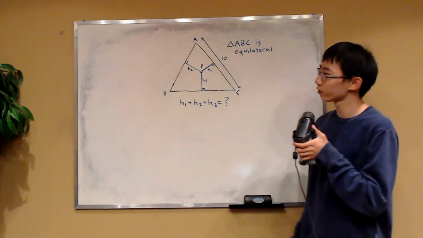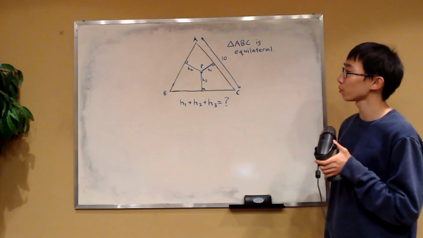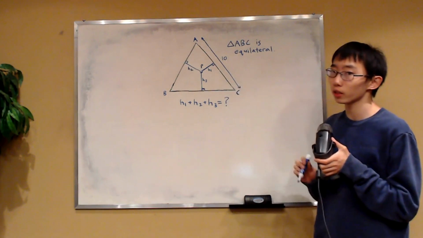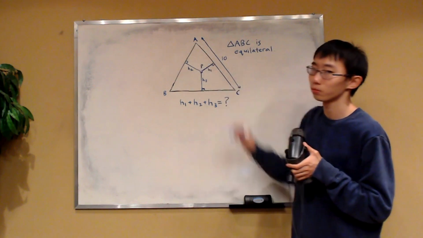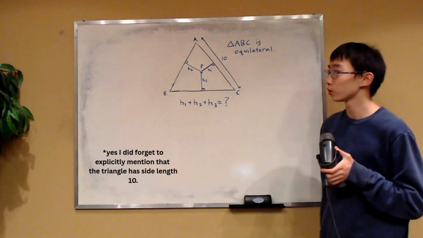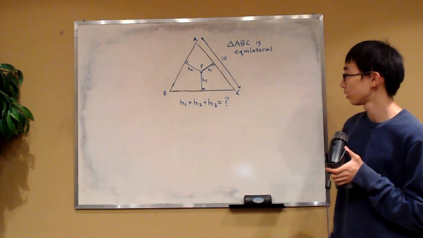Over here, we have triangle ABC, which is equilateral, and suppose that within the interior of the triangle, we choose a point P and connect a perpendicular from P to each side of the triangle, called the lengths H1, H2, and H3. Now, I want you to find the value of H1 plus H2 plus H3.